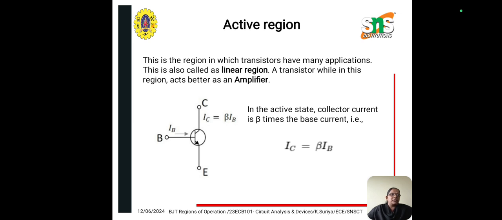The transistor operates in the active region when the emitter junction is forward biased and the collector junction is reverse biased. So in the active state, the collector current is beta times the base current. So IC is equal to beta into IB, where IC is the collector current, beta is the current amplification factor and IB is the base current.